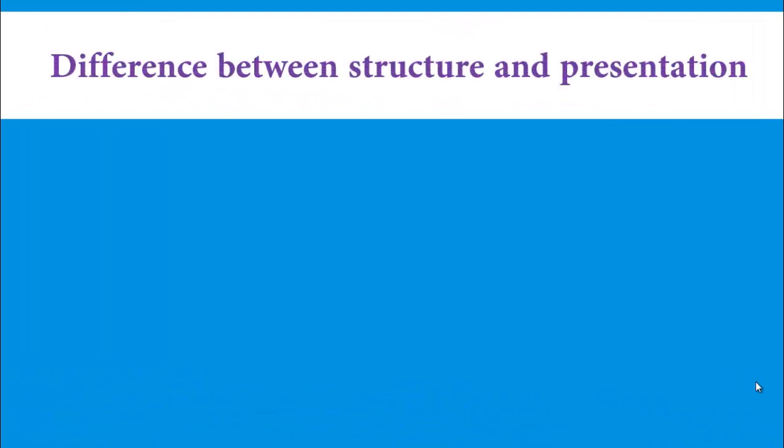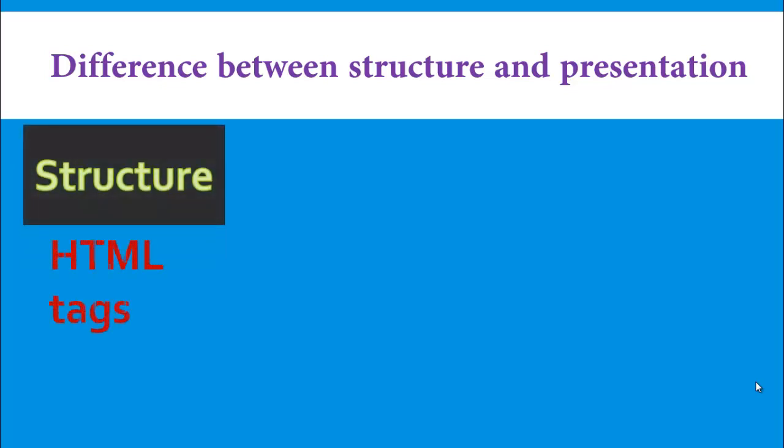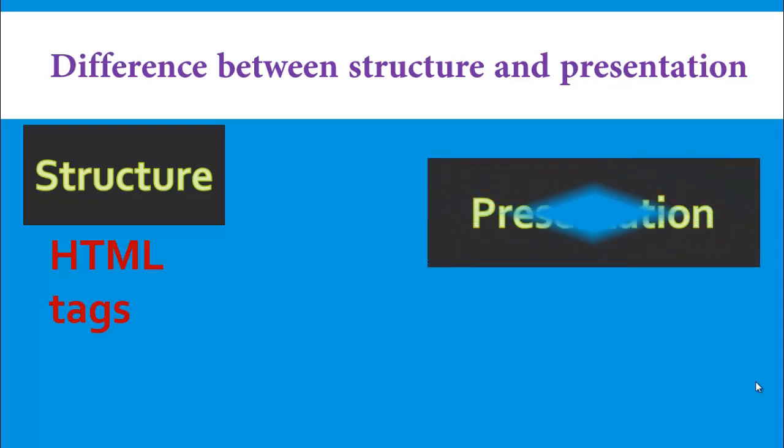So what is the difference between structure and presentation? Well, structure is our HTML tags. All the HTML tags are called structure. So what is the presentation? The CSS is called our presentation. CSS stands for cascading style sheets. For example, color and font size are all part of the presentation, or the CSS part.